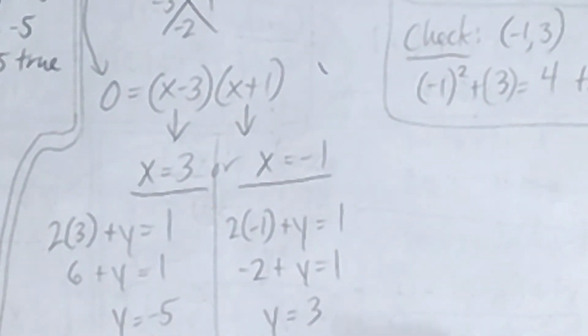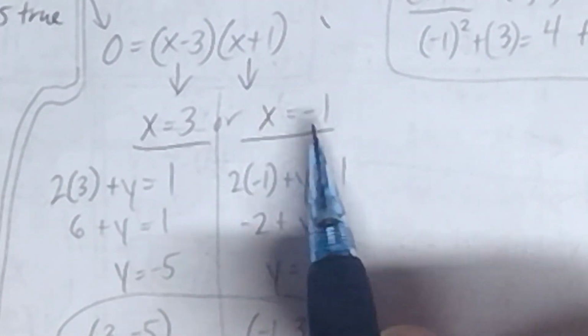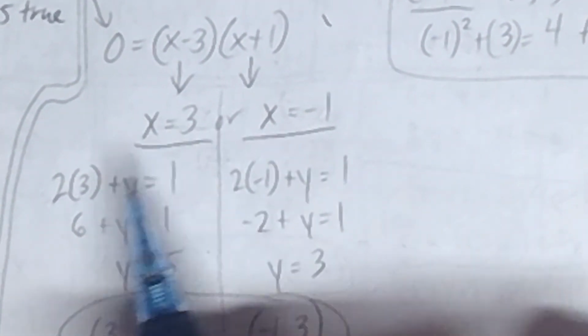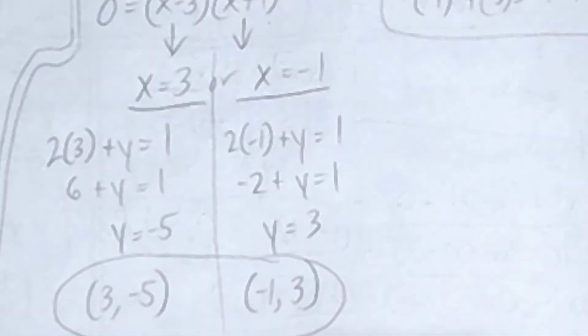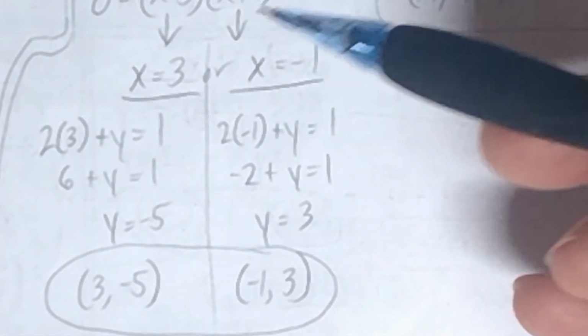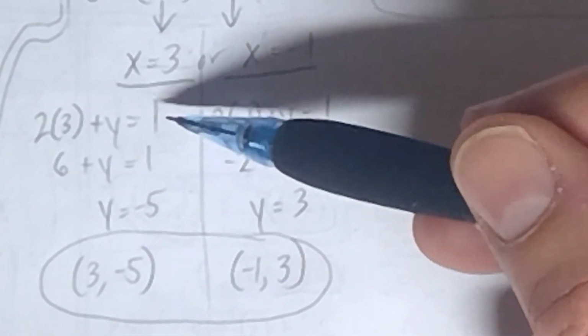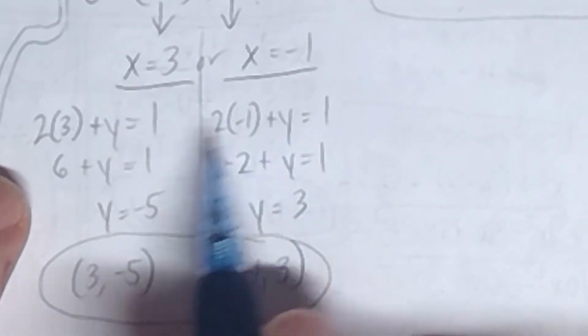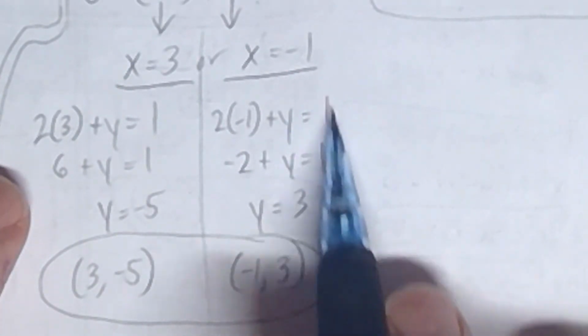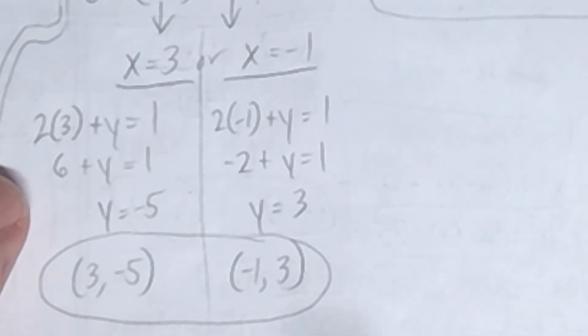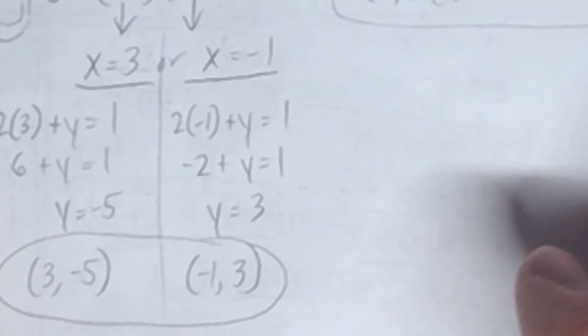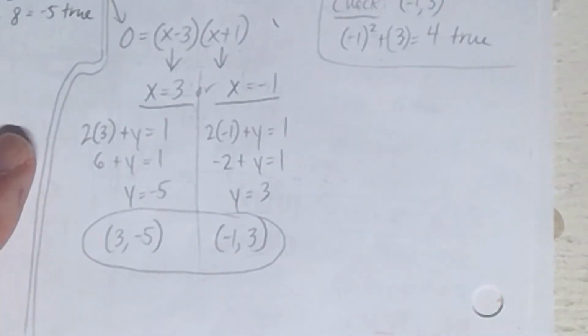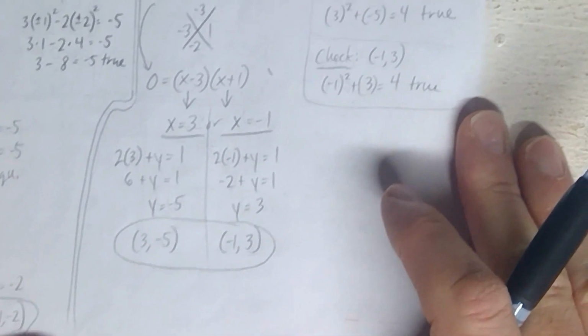Like always, after you get your 2 answers for the first variable, we then plug it into any equation you want that has both variables in it. I went ahead and picked the second equation at the very top, the 2x plus y equal to 1, and I plugged it into that one. Then it gave me these 2 answers right here. The reason why I circled them is because I've already checked the answer. But let me show you how I checked it.